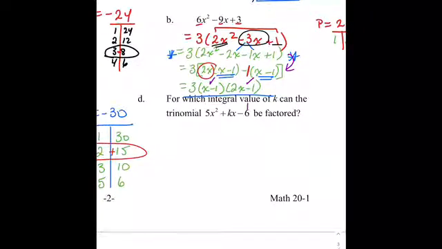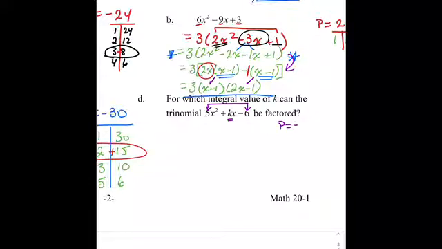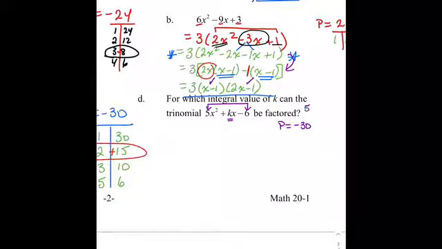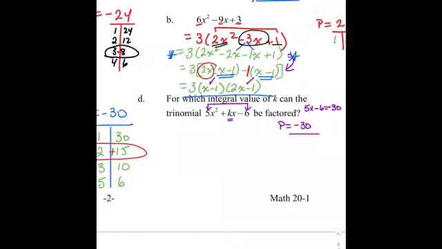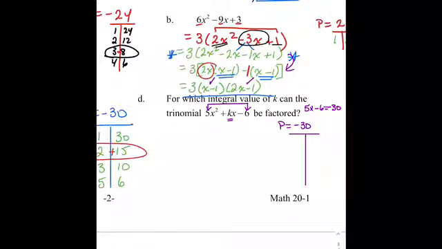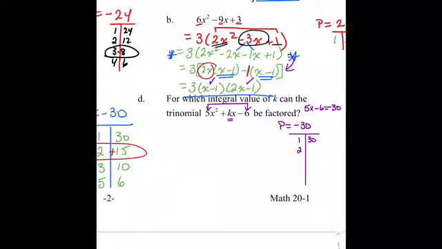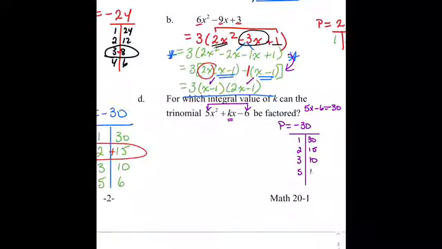So here we're looking at what factors of negative 30 will give us a value of k. We're looking for the factors of negative 30, because 5 times negative 6 is negative 30. Okay, and therefore, what numbers give us negative 30? Well, we can have 1 and 30, 2 and 15, 3 and 10, sorry, and 5 and 6. Those are our 4 sets of factors of 30.